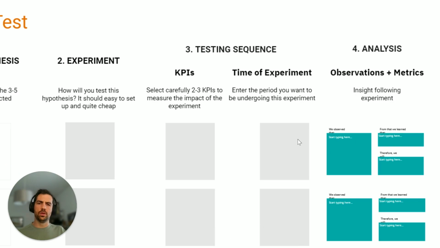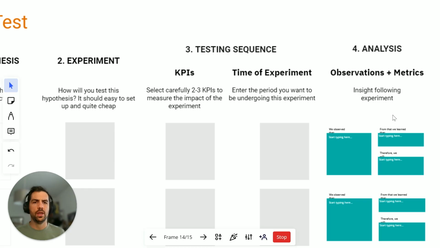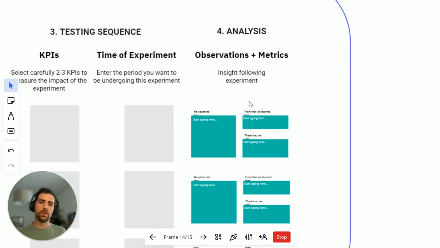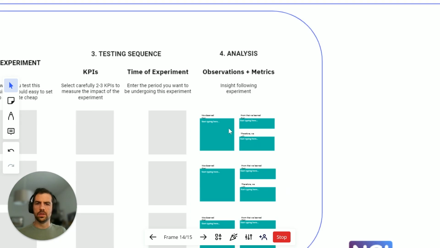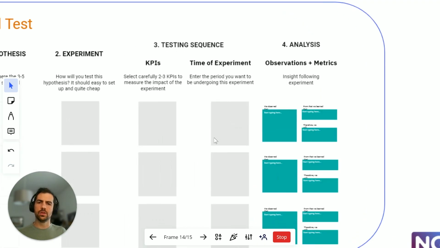So we need to also create some time frame and some duration for the experiment to run. And then after we run the experiment, we will just include here our learnings. So we have observed that blah, blah, blah. We have learned from that, we have learned this, and then we are doing that or that thing, right? So this is mainly the structure that we want to follow.